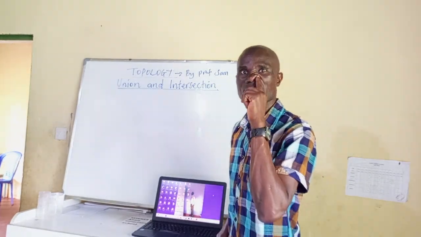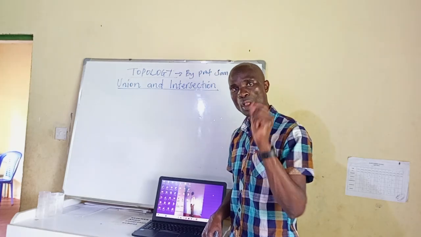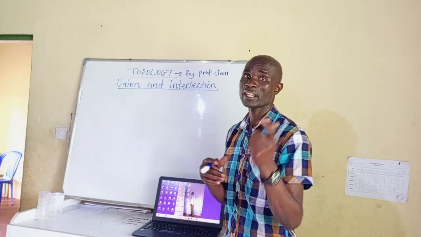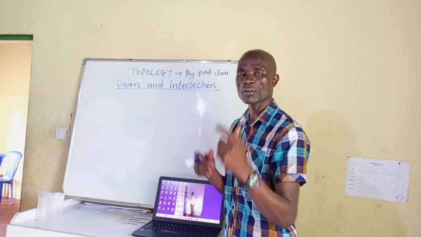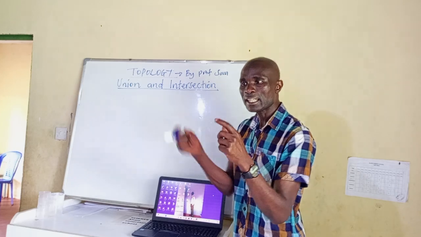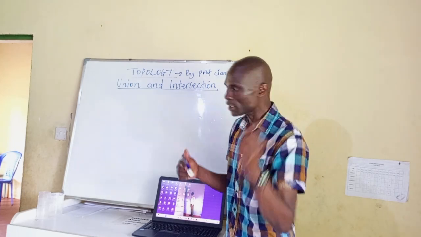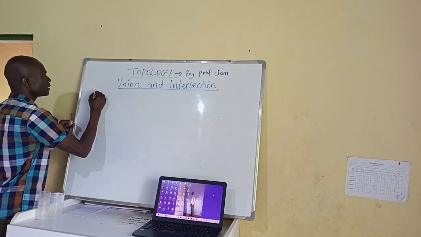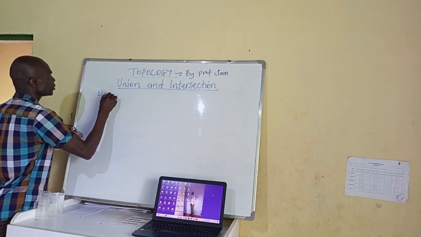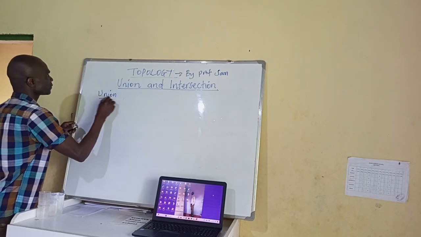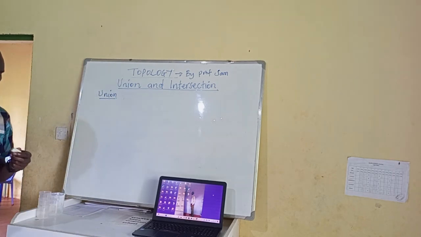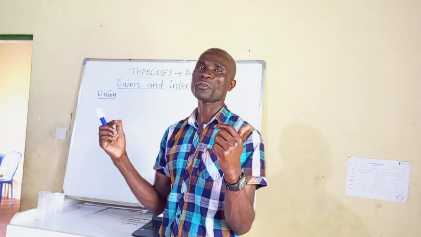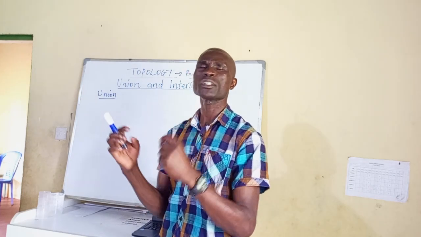Let's say we have two sets, a set A and a set B. A set, as I said earlier, is just a collection of items. So inside set A, we have items. Let's begin by looking at union. Union, from just the English word, means uniting, putting things together.